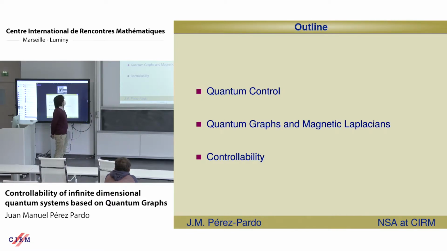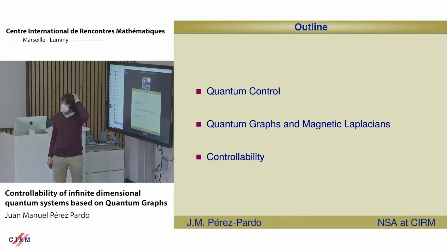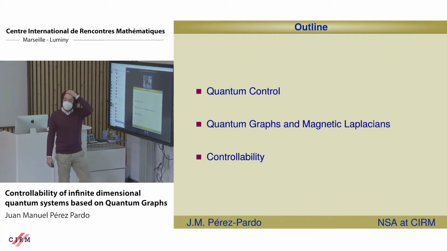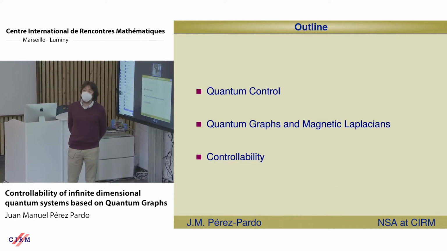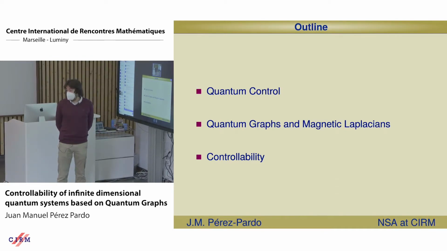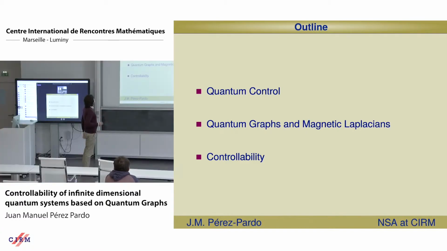And so first, I'm going to introduce what is the problem of quantum control. And then I will introduce the quantum graphs and magnetic Laplacians, in particular, those that we are going to be interested in. The reason why we choose these models is because they are general enough such that we can define the boundary control problem that we are interested in, which I'm going to speak about in a minute. But it is also very close to possible technological applications of quantum technologies that are currently being developed. And finally, I will just state the results on controllability that we were able to pull out of these models.